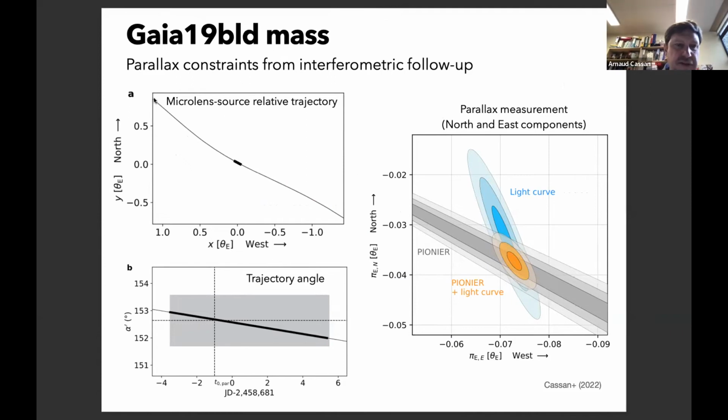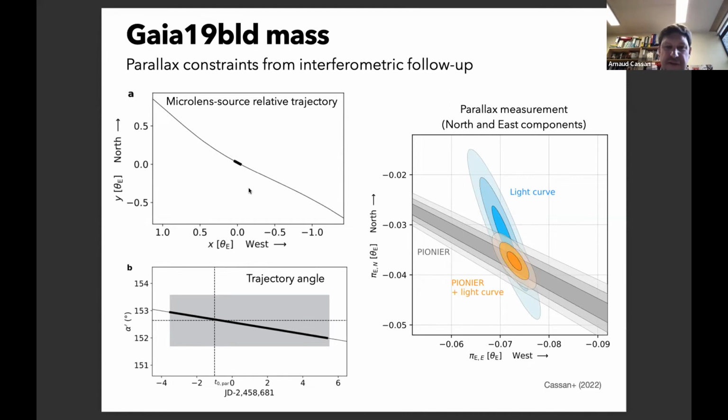Without going too much into detail, here you see the trajectory of the source relative to the lens affected by parallax. If the Earth was fixed, you would see a straight line, but it's moving, so you see this trajectory, which is a bit warped. And in black, you see where we got the interferometric data.